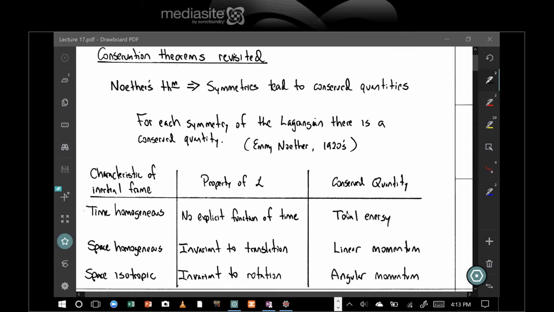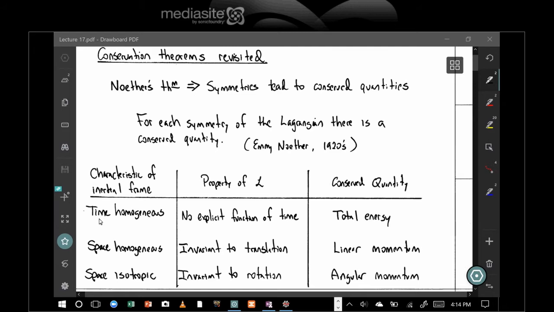Basically we have three conserved quantities that we're interested in: mechanical energy, linear momentum, and angular momentum. According to Noether's theorem, a symmetry leads to each one of these conserved quantities. This table summarizes it: some characteristic of my inertial frame, the corresponding property of the Lagrangian, and eventually the conserved quantity.